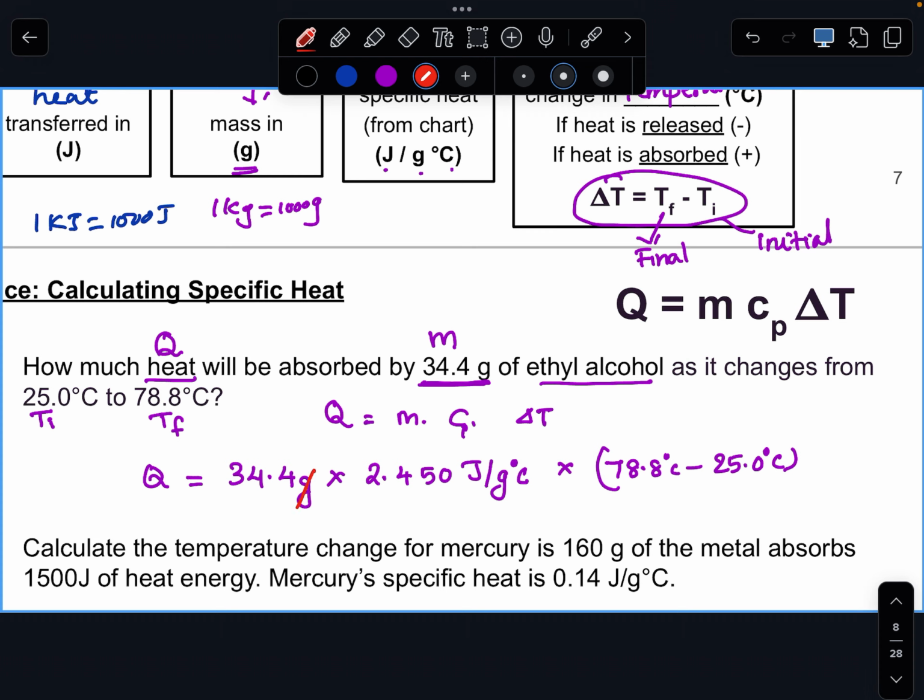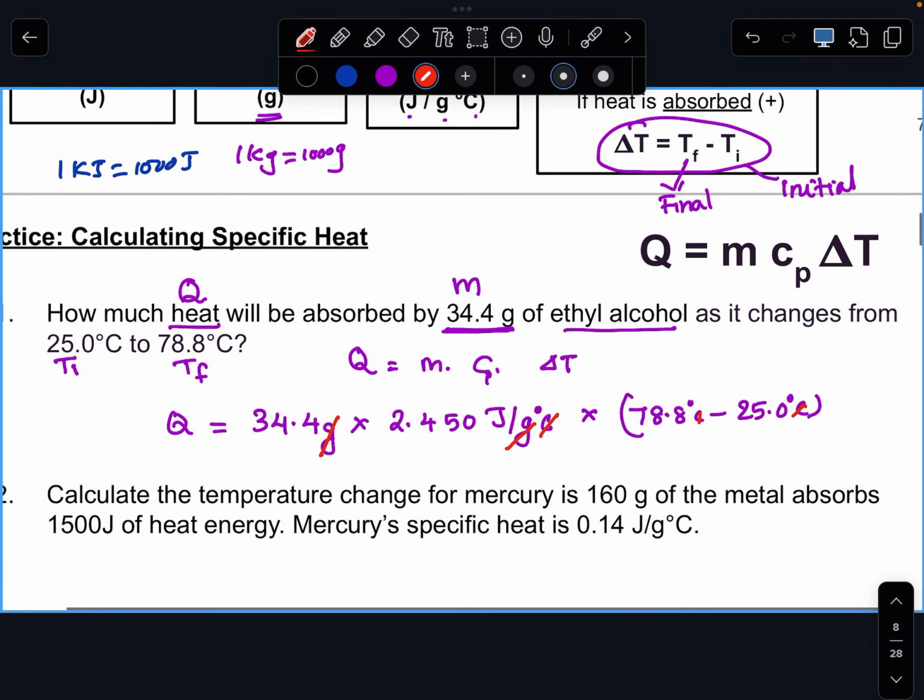Now the units, we need to cancel the units. Gram and gram will cancel, Celsius and Celsius will cancel. And do the calculation. You are basically multiplying 34.4 times 2.450 times 78.8 minus 25, that is 53.8, and the only unit left over is joules.